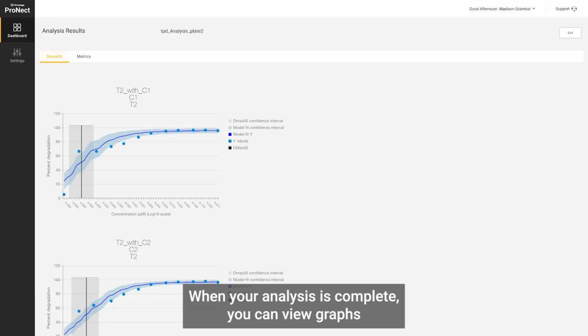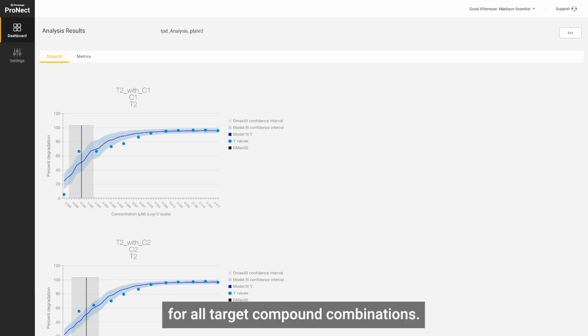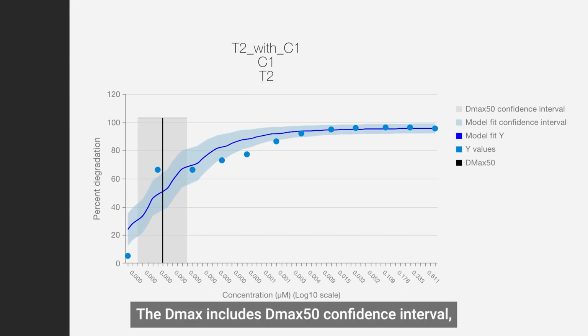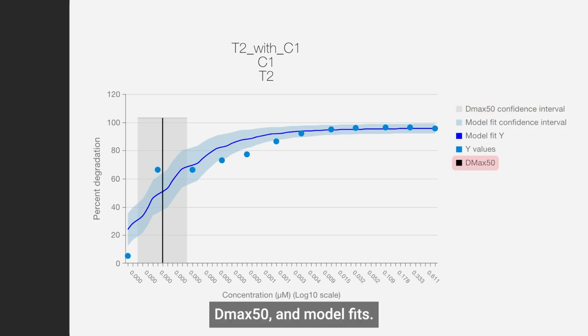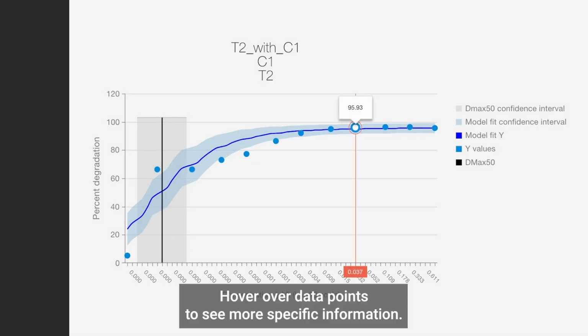When your analysis is complete, you can view graphs for all target compound combinations. The Dmax includes Dmax 50 confidence interval, Dmax 50, and model fits. Hover over data points to see more specific information.